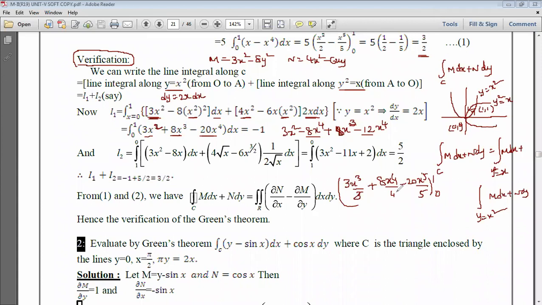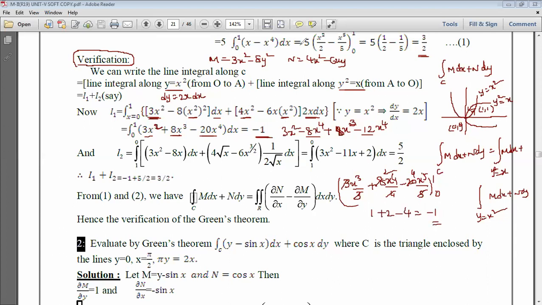So here the 3s will cancel, 4 twos, and this is 5 fours. And if you substitute the limits, simply what do you get? 1 plus 2 minus 4. 3 minus 4 is nothing but minus 1. So that is why here they wrote the answer minus 1. Okay, this is for the first curve.